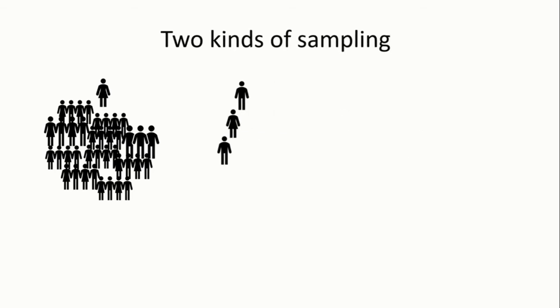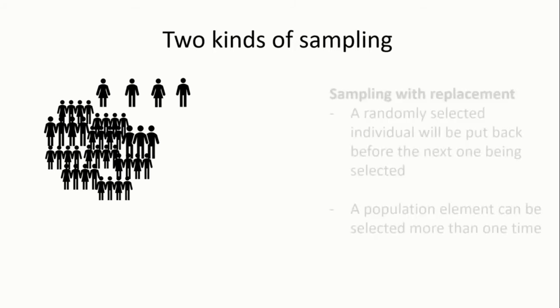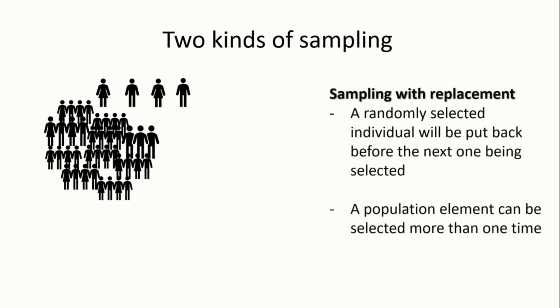individuals. There is another kind of sampling method, sampling with replacement. A randomly selected individual will be put back before the next individual is selected. Hence, it is possible that the same individual can be selected more than once. When the population is small, this method can make sure that everyone in the population has the same chance of being selected.